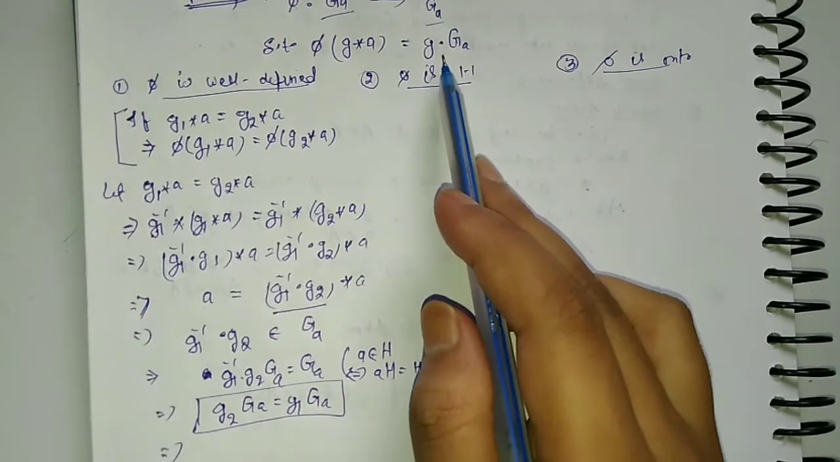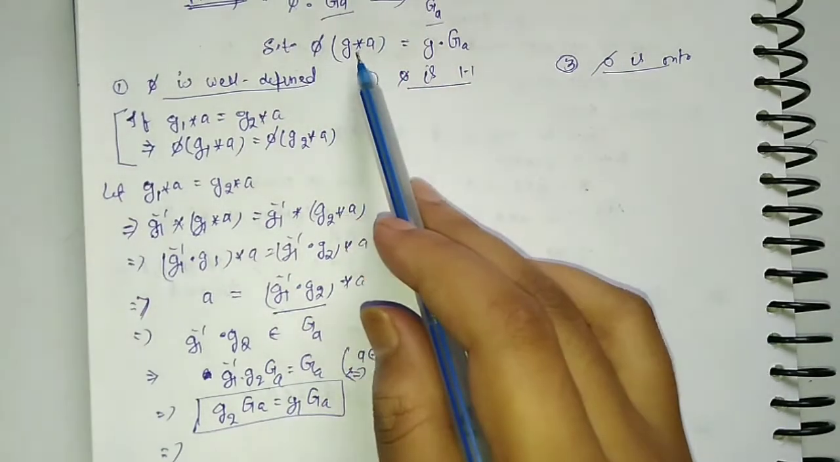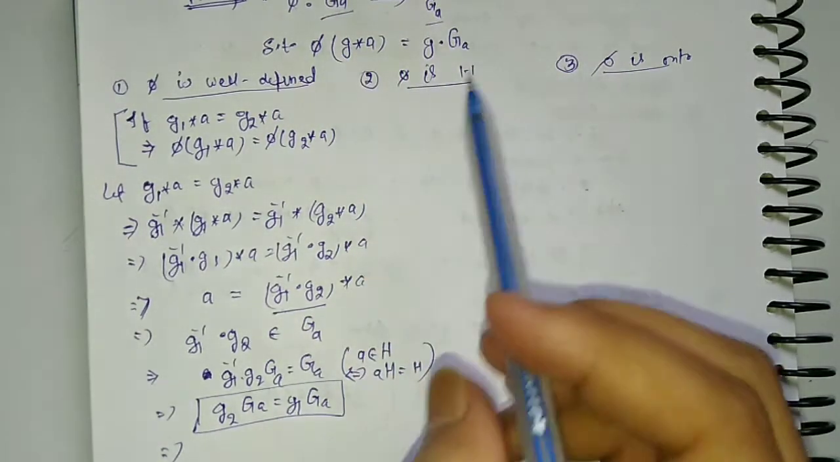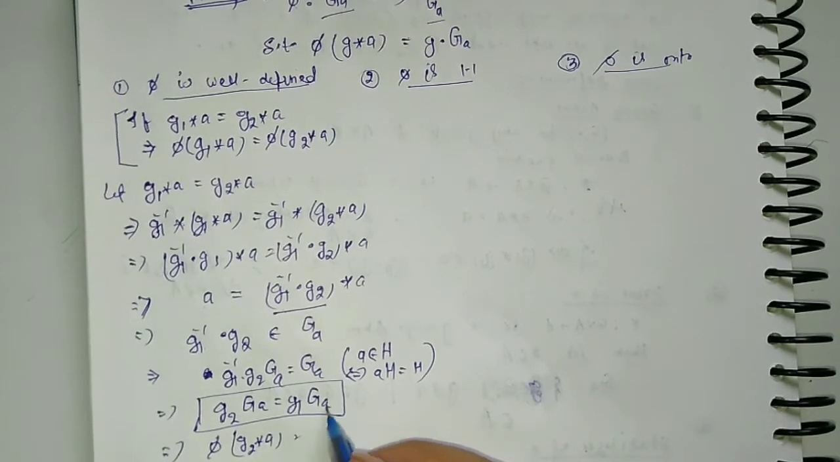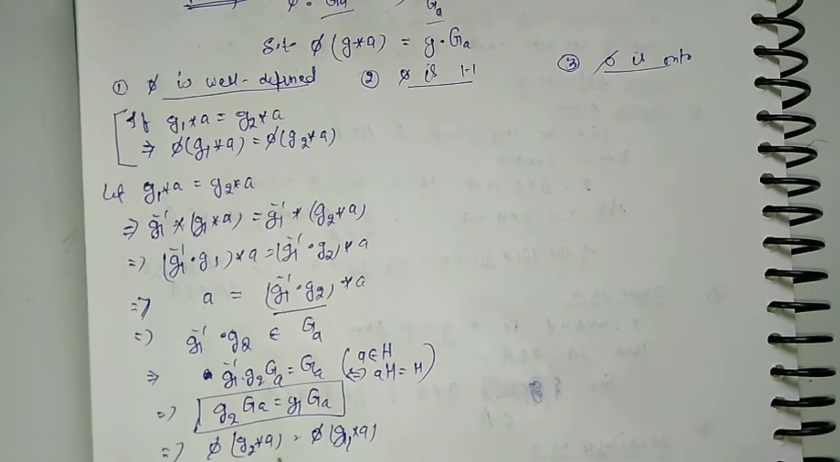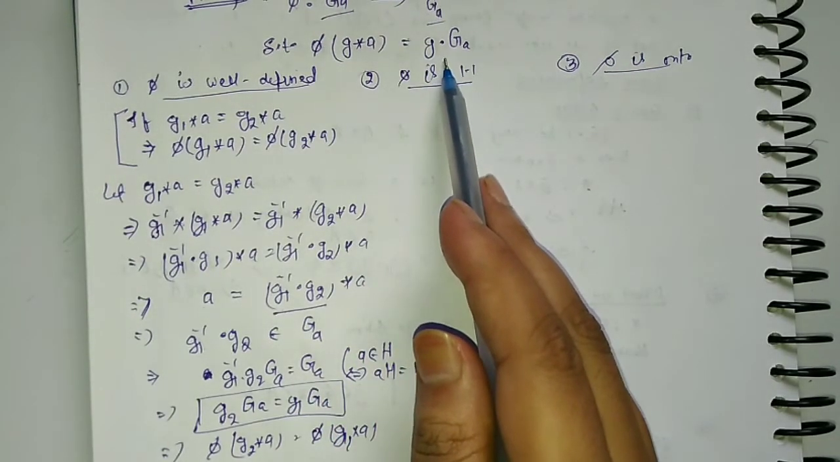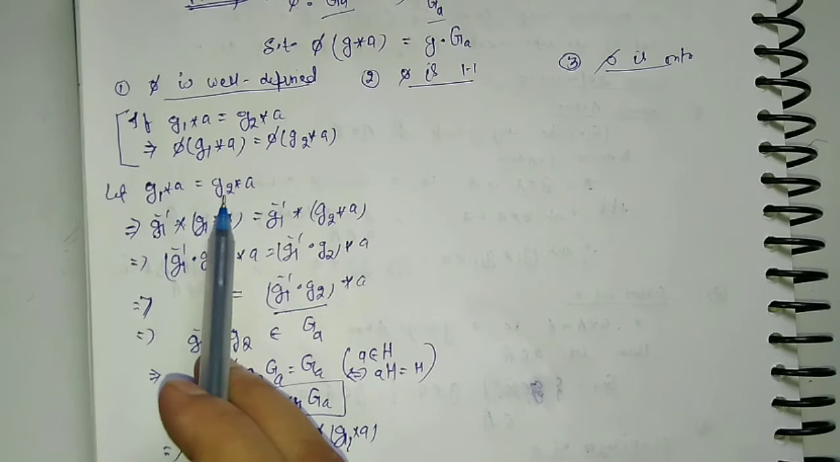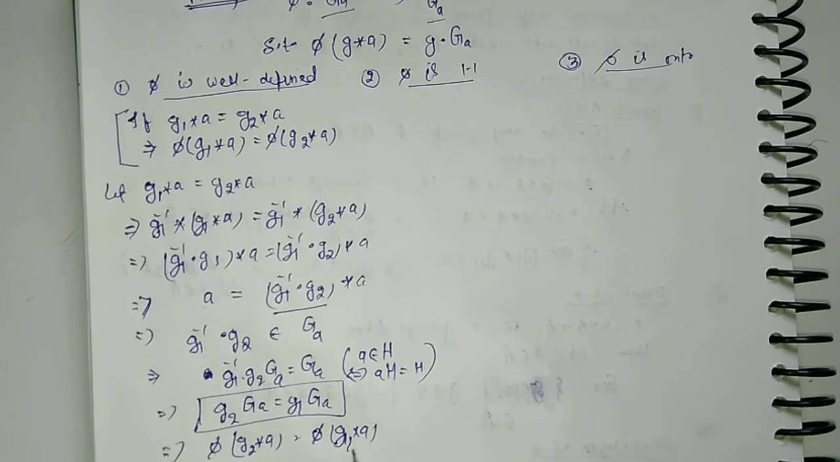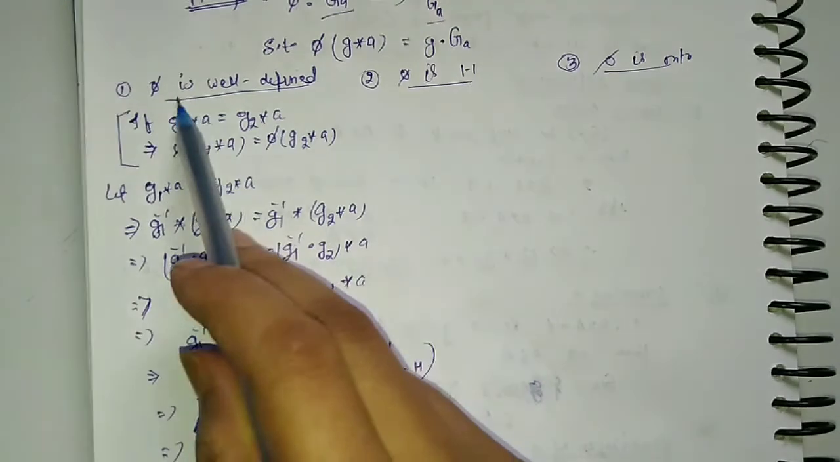g2 Ga will be equal to phi of g2 star a from this definition, and g1 Ga will be equal to phi of g1 star a from this definition of our function phi. So we have proved that if g1 star a is equal to g2 star a, then phi of g1 star a will be equal to phi of g2 star a. So we have proved that our function phi is well defined.